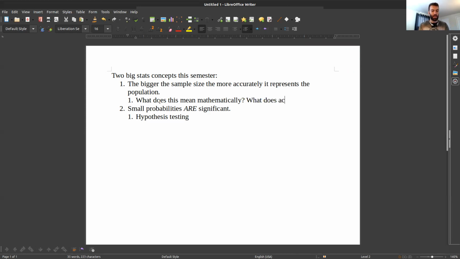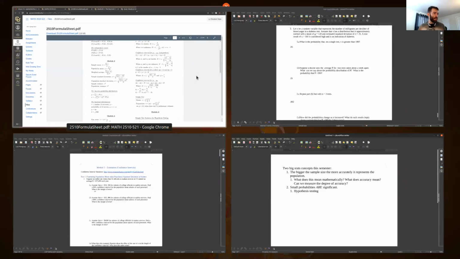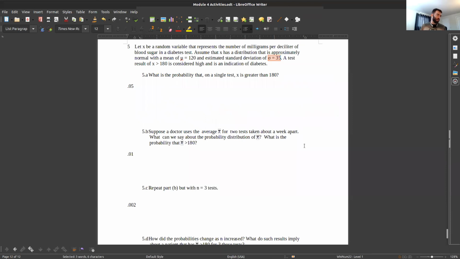what does accuracy mean? What do we mean by more accurately? Can we measure the degree of accuracy? And what mathematical numbers do we use? What measurements do we use for that? And this is what we're doing with the central limit theorem and confidence intervals. So let's take a look. Let's go back to module 4 just real quick.